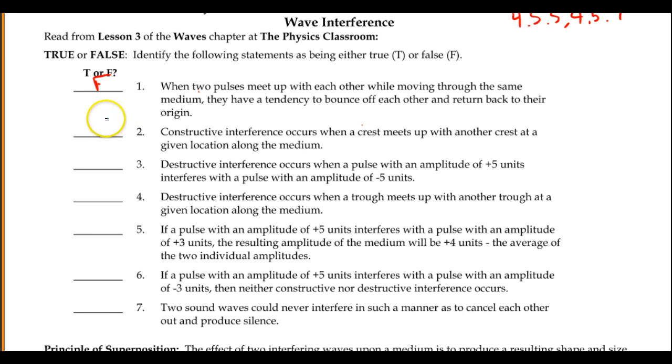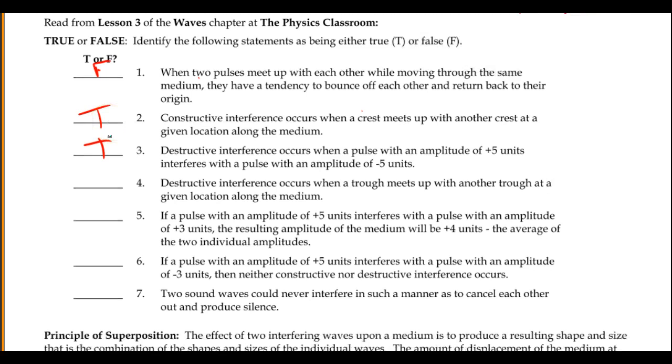Constructive interference occurs when crests meet up with another crest at a given location along the medium. That's true. Constructive is when two similar or in phase waves are going to meet. Destructive interference occurs when a pulse with a plus 5 units interferes with a pulse with an amplitude of minus 5 units. That's also true. They're in different phases, and they're going to have a tendency to cancel each other out.